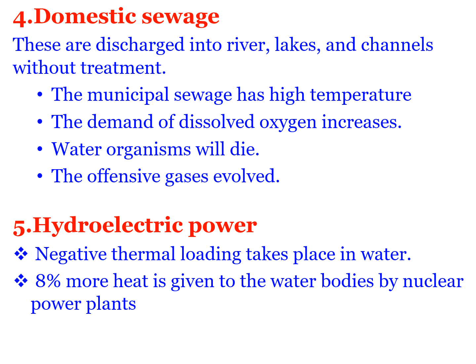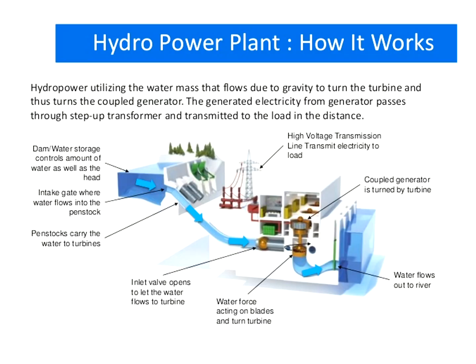Moreover, in comparison, nuclear power plants release about 8% more heat into water bodies, increasing water temperature and potentially affecting aquatic life. So, while these energy sources help reduce carbon emission, they can still pose thermal pollution risk to the surrounding ecosystem. Here is another depiction of the power plant.